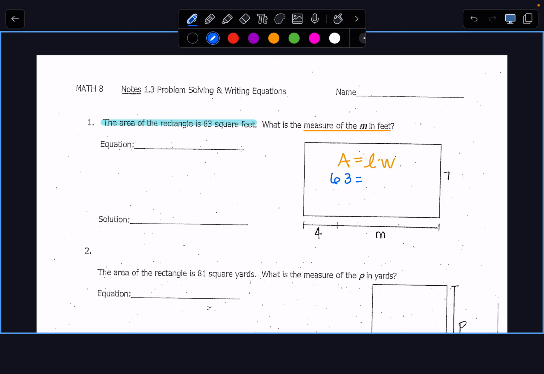So let's go with the easy one first. How long is this side right here? This side has a length of 7. How long is the other side? This side right here that I highlighted in purple. This is 4, this chunk, and this is M. If I want to know the entire chunk, what would we do with 4 and M to get this entire measure?